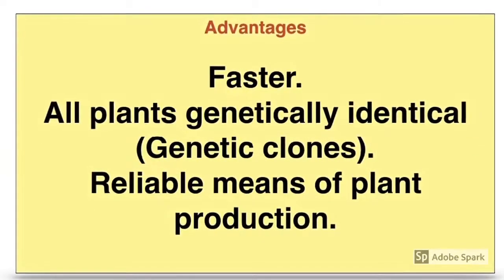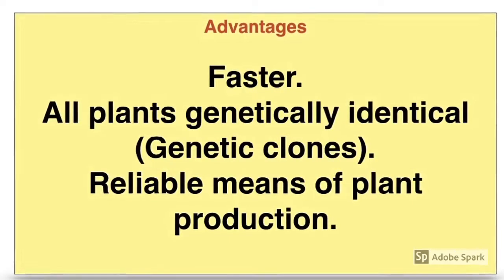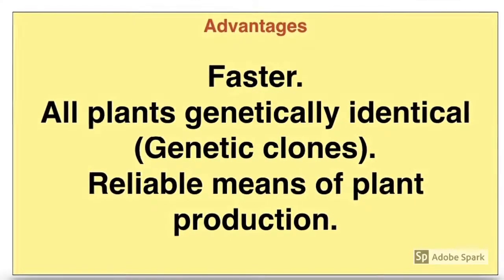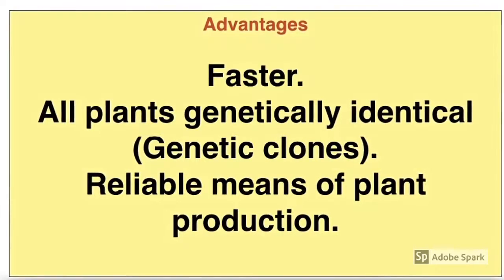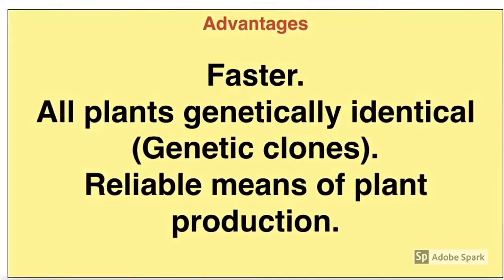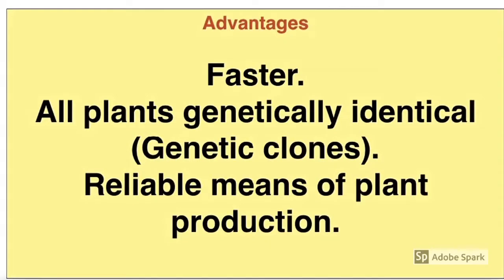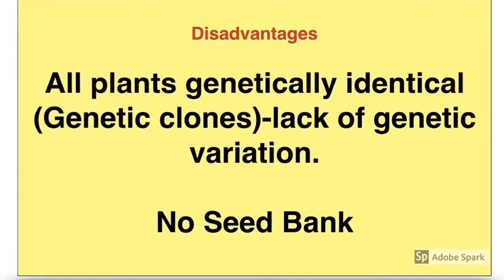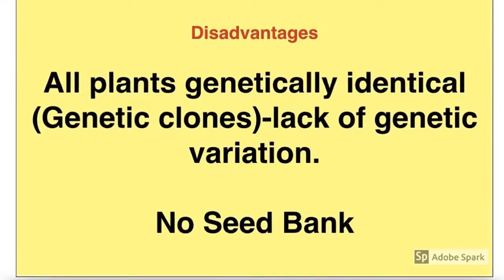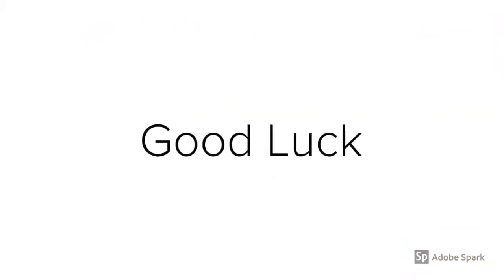Vegetative propagation, both natural and artificial, is faster than sexual reproduction in plants. All plants that are produced are genetically identical to the parents, so they're genetic clones, which can be of benefit if they have particular traits that you find favourable. It's also a very reliable means of plant reproduction or production. Some disadvantages include the lack of genetic variation and also the lack of seeds. There's no seed bank.